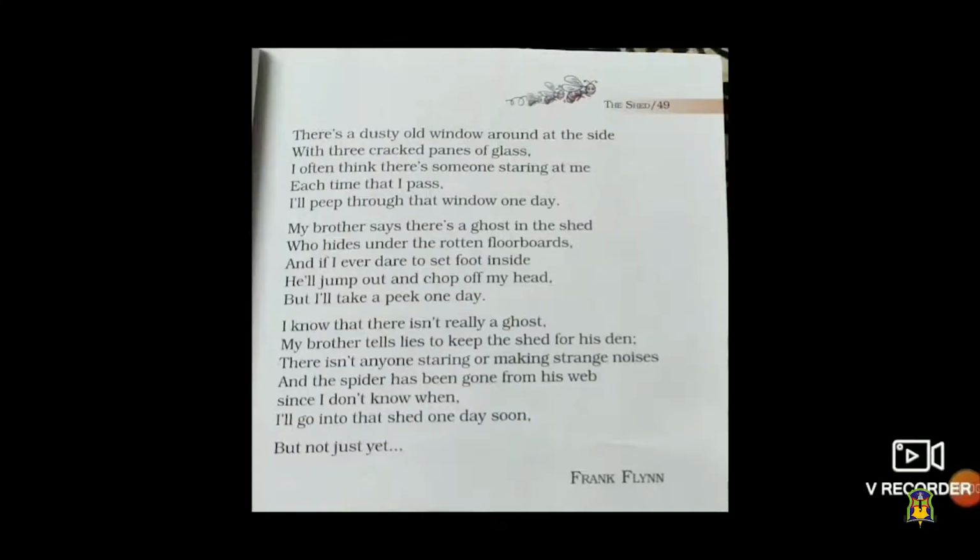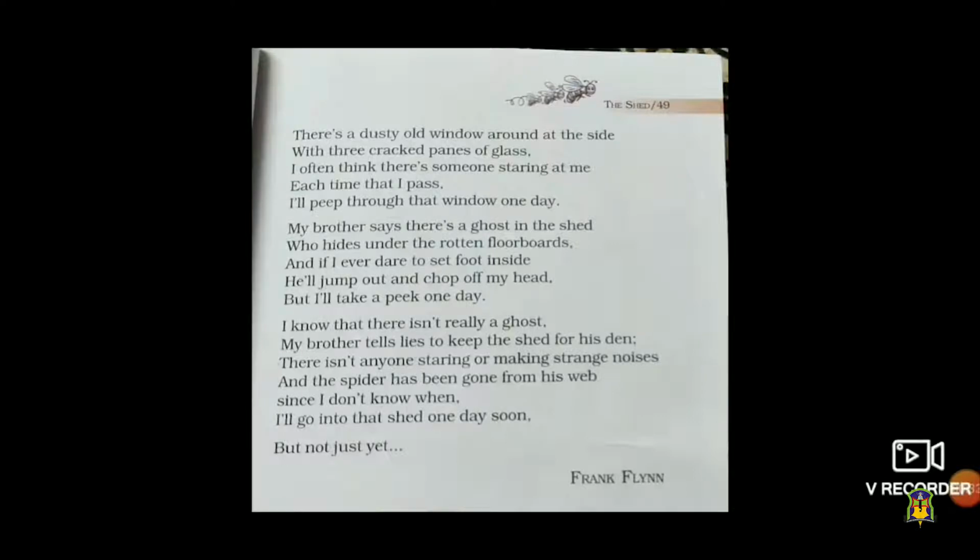There is a dusty old window around at the side with 3 cracked panes of glass. I often think there is someone staring at me. Each time that I pass, I will peep through that window one day. My brother says there is a ghost in the shed who hides under the rotten floorboards. And if I ever dare to set foot inside, he will jump out and chop off my head. But I will take a peek one day.